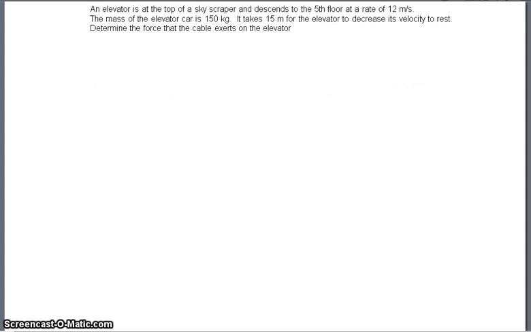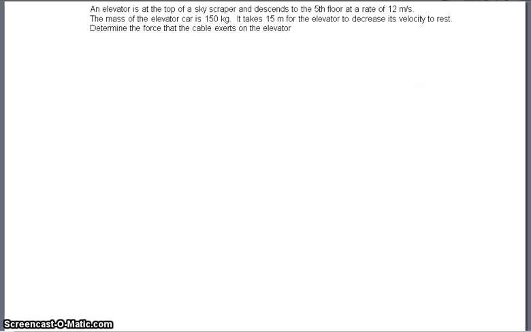Here we're going to apply the process for drawing force diagrams along with motion diagrams all into one problem. We have to look at these problems holistically because both things are going to be important, forces and motion. So if we look at this, we have an elevator car that is traveling down at 12 meters per second and eventually comes to rest at the 5th floor.